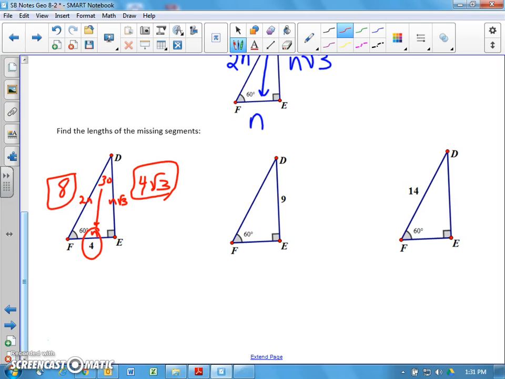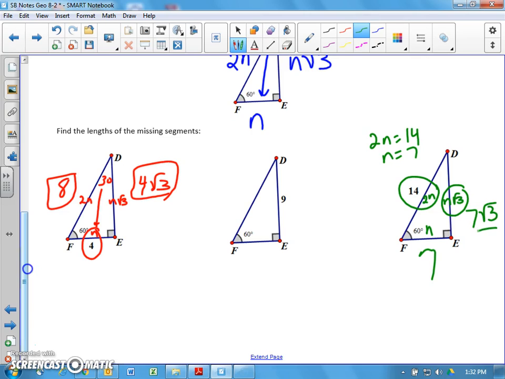So let's look at this next one. Actually, we're going to jump to the third one, and we're going to come back to the one in the middle. So if I look at this last one, I'm doing my labels. This is n, this is 2n, this is n square root 3. They didn't give me n, so I can use this equation to figure out that n is 7. You can also just recognize if 2n is 14, n would have to be 7. So the length of FE would be 7. Now that I know n, I can apply that over here and find out that DE would be 7 square root 3.